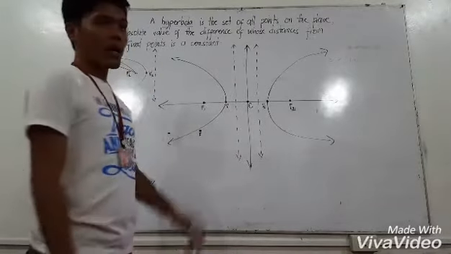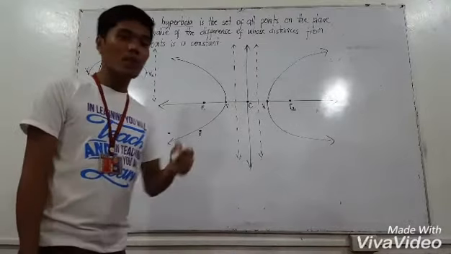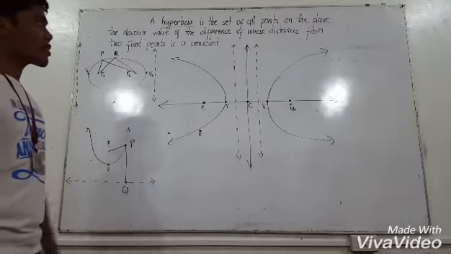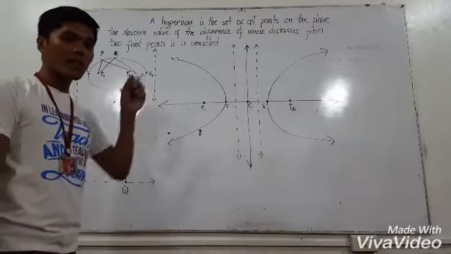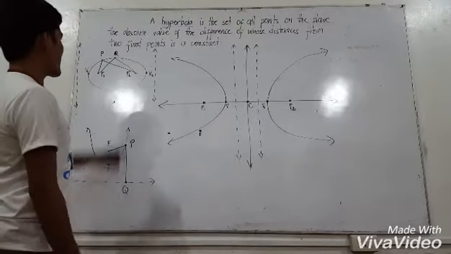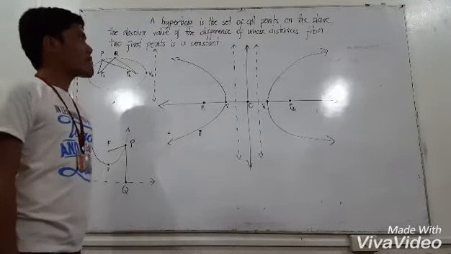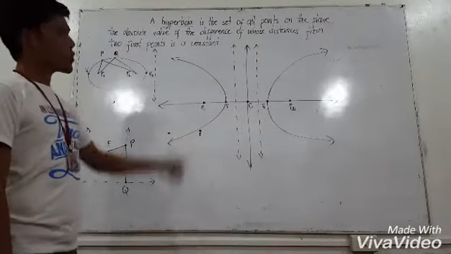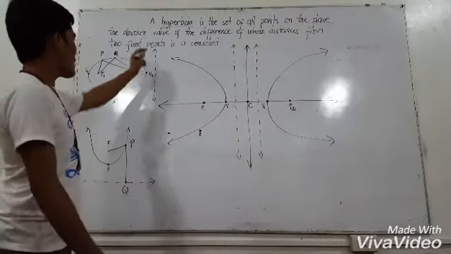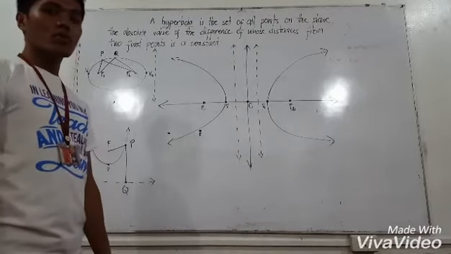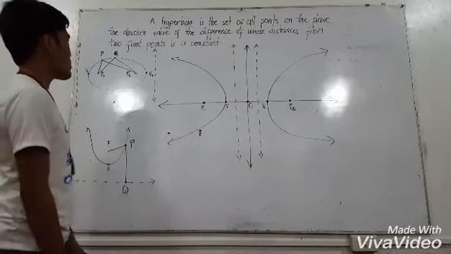Let's now proceed with the definition of the hyperbola. A hyperbola, class, is the set of all points on the plane. Again, we are considering coordinates of the Cartesian plane. The absolute value of the difference of whose distances from two fixed points is a constant. Still, the fixed points referred to here are the focus or the foci of the hyperbola.